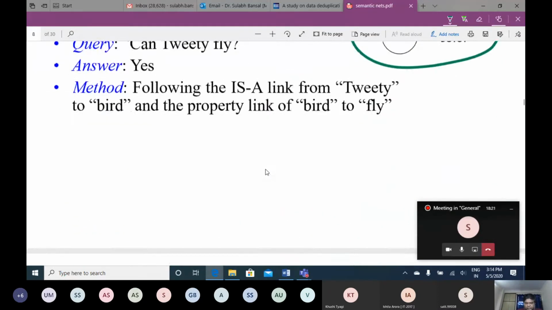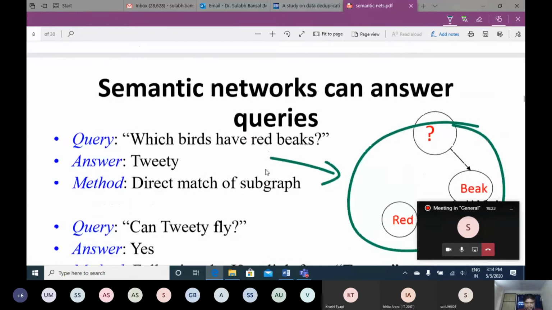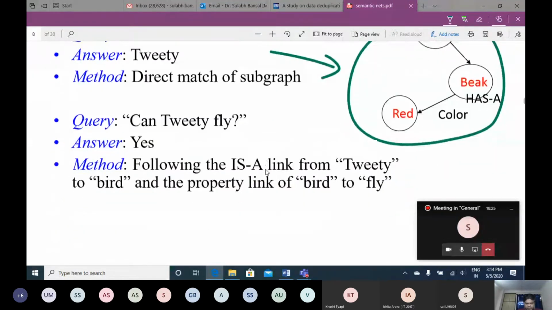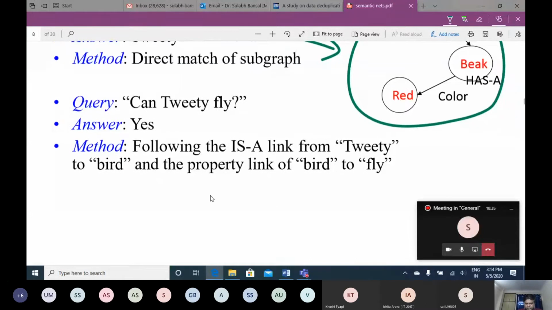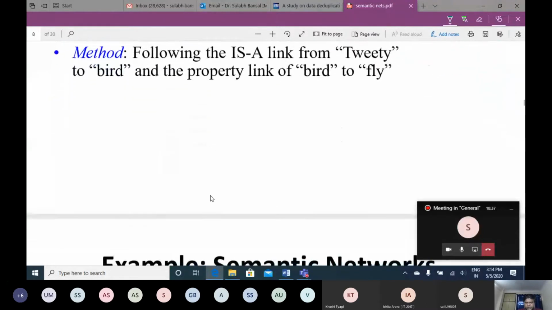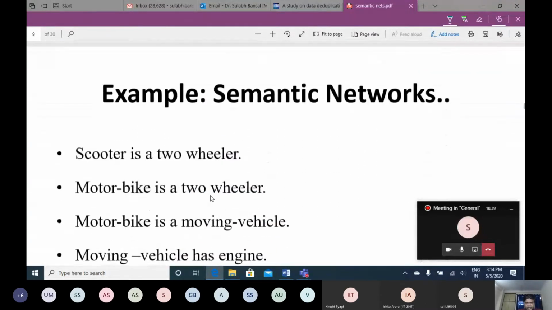So this we can do. Can Tweety fly? The answer is yes, following the is-a link from Tweety to bird and the property link of bird to fly. So this can be the way of finding the answer.